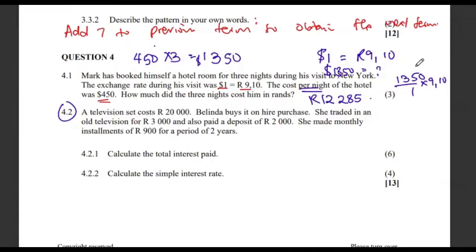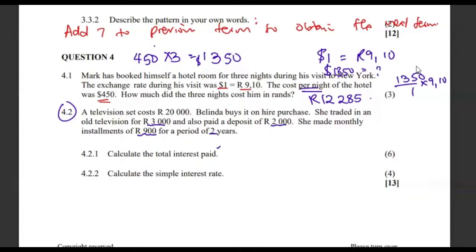Okay, 4.2. The television set cost 20,000. Belinda buys it on hire purchase. She traded in the old TV for this much and also paid a deposit of 2,000. She made monthly installments of 900 for a period of 2 years. Calculate the total interest that was paid.